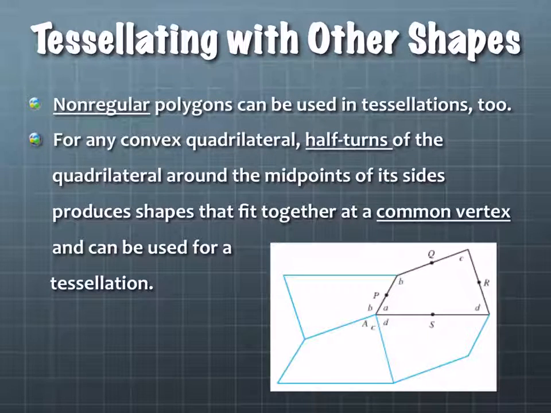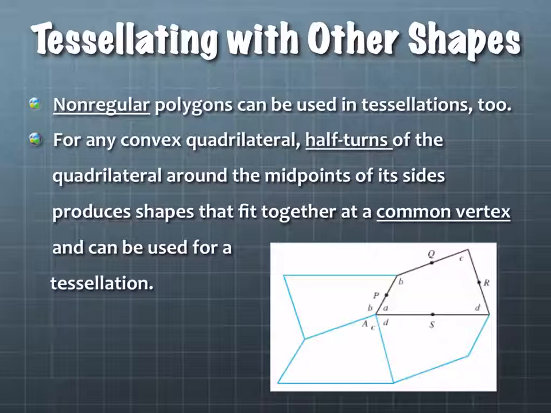However, we can tessellate with other shapes. Okay? So non-regular polygons can be used in tessellation as well. This is kind of a cool fact, right? Take any convex quadrilateral, and you do half turns around the midpoint of the side. So let me draw that into the picture.